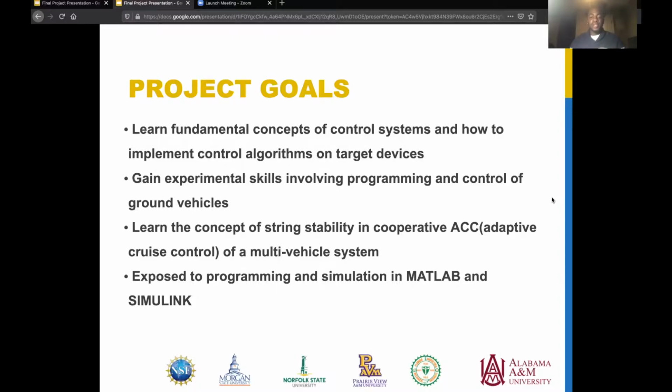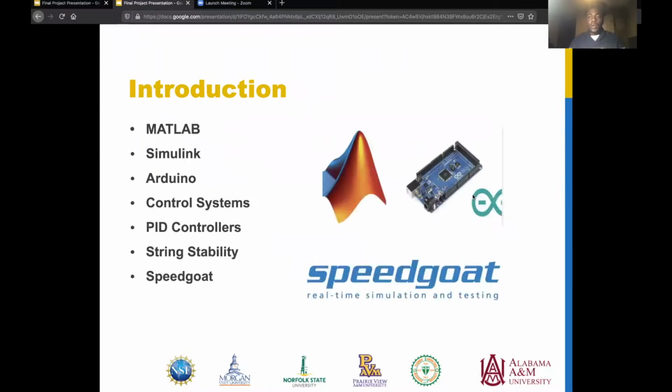in MATLAB and SIMULINK. So we were introduced to many topics, and one of those topics was MATLAB, and MATLAB is basically a programming platform for engineers, and SIMULINK is a graphical programming environment for modeling, simulating, and analyzing multi-domain dynamical systems. And throughout the weeks, we were able to use MATLAB and SIMULINK effectively to help us understand control algorithms. We were also introduced to Arduino control systems, PID controllers, string stability, and speed code.